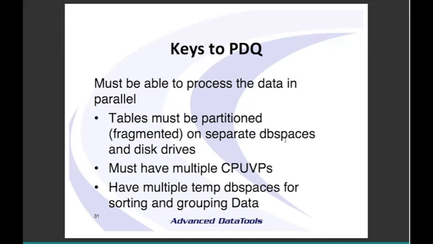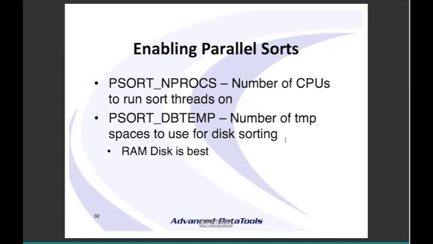Now, if all you want is parallel sorts, there are 2 parameters, PSORT_NPROCS and PSORT_DBTEMP, that can be used. PSORT_NPROCS is the number of CPUs to run sort threads on, and PSORT_DBTEMP is the number of temp spaces to use for sorting. And if you have a RAM disk, this works really good.